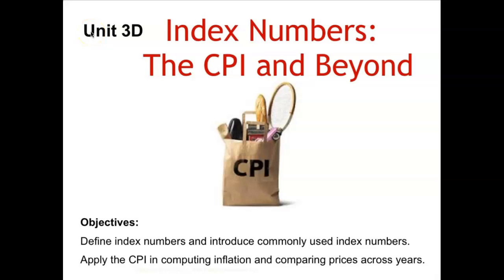So index numbers are just numbers that summarize large systems. So things that are complicated, basically, right? And that involve a bunch of numbers. They help us use one number to kind of summarize what's going on.